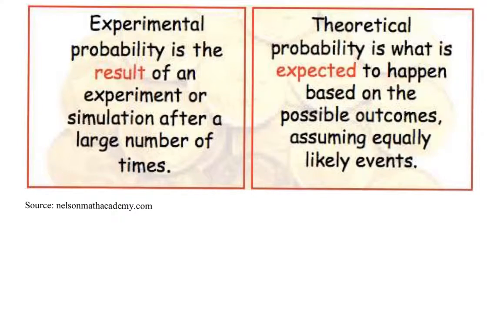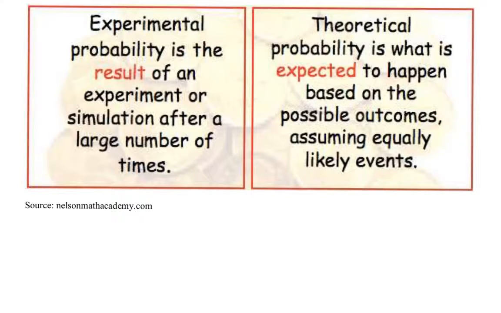Experimental probability is the result of the experiment or simulation after a large number of times. So you're using the actual data from an experiment. Whereas theoretical probability is what is expected to happen based on the possible outcomes.